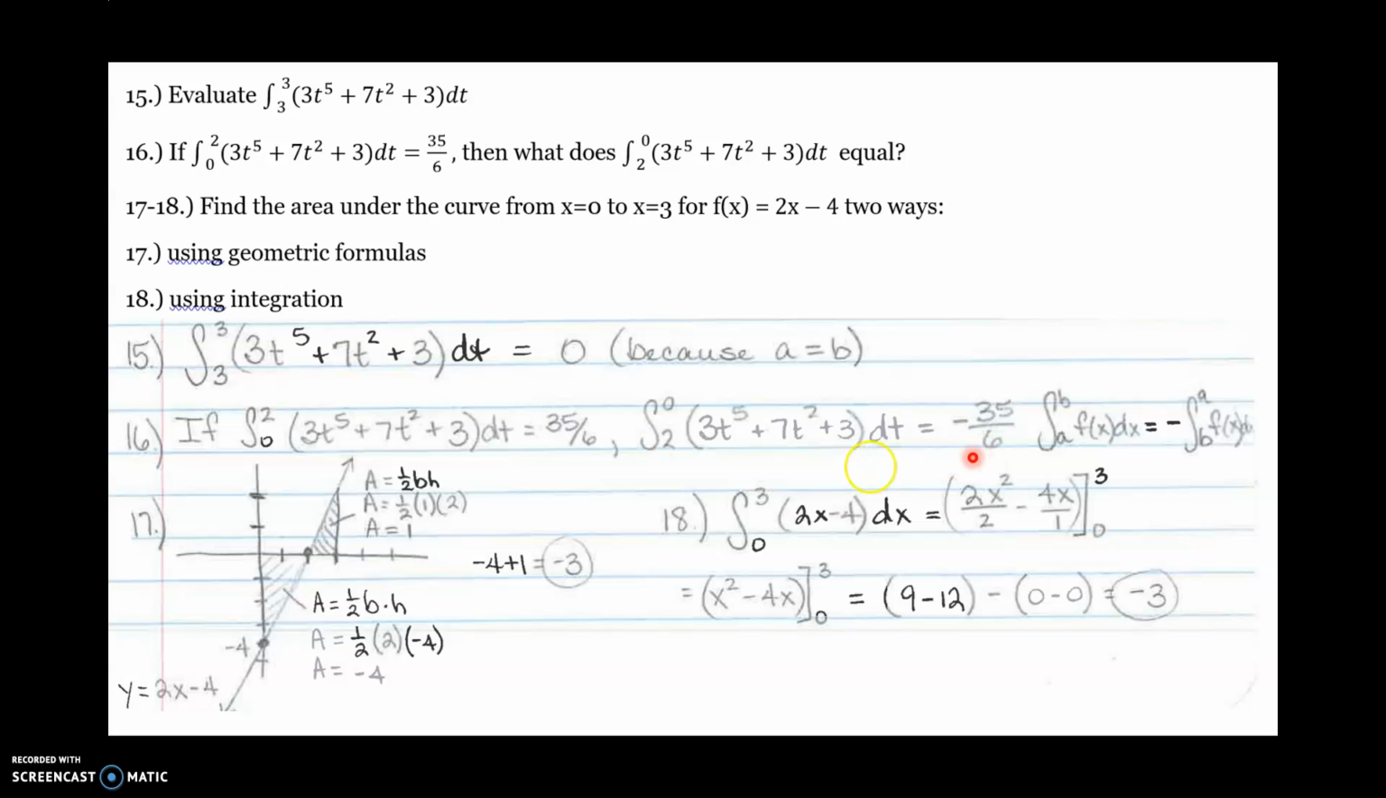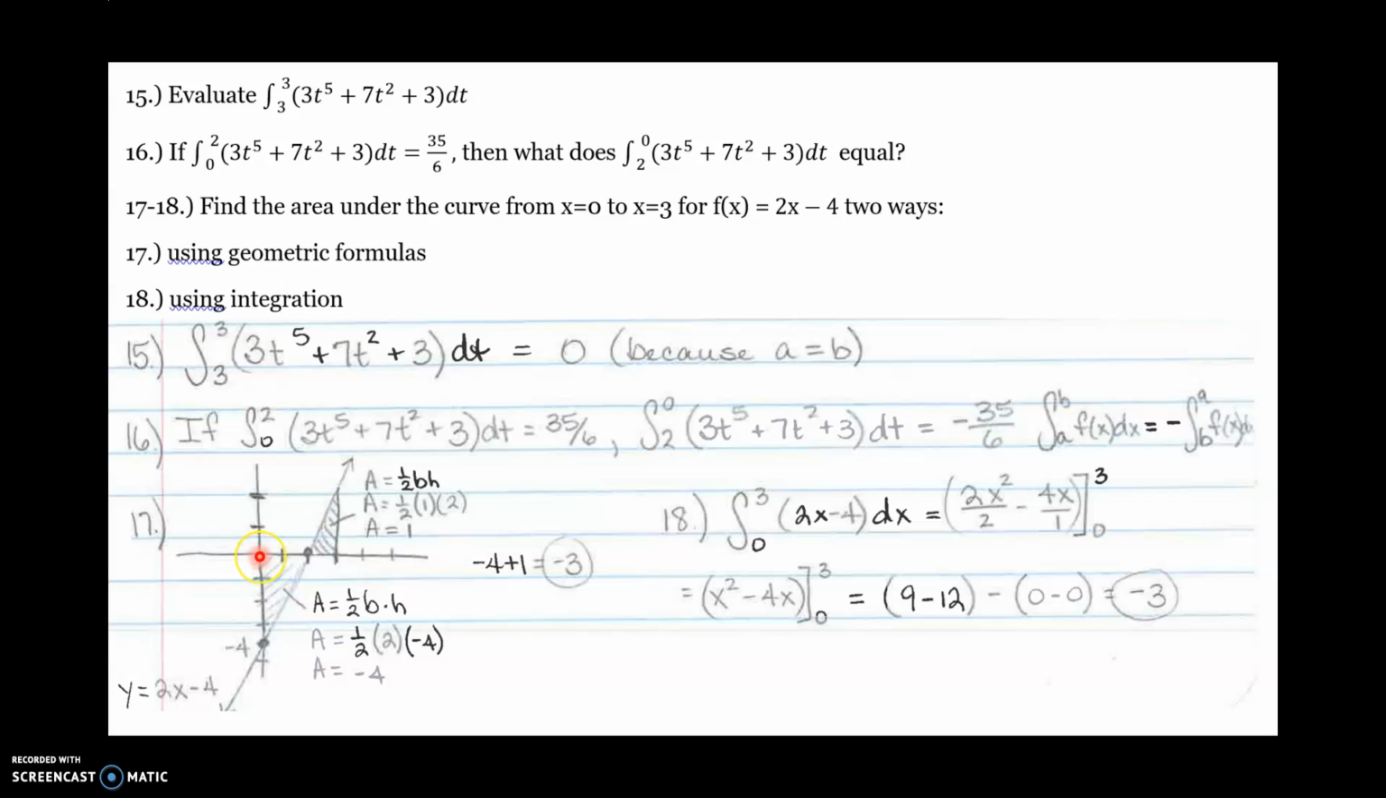All right, and then for 17, it says to find the area under the curve from 0 to 3 for the function 2x minus 4 using geometric formulas and using integration. So let's start with using geometric formulas. I'm going to draw it first. So 2x minus 4, I have a y-intercept of negative 4 and a slope of positive 2. So I'm going to start at negative 4, rise 2, run 1, rise 2, run 1, rise 2, run 1. So that gives us our line.